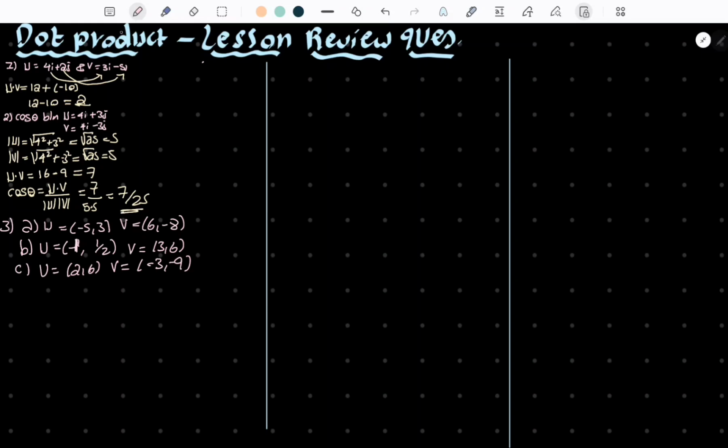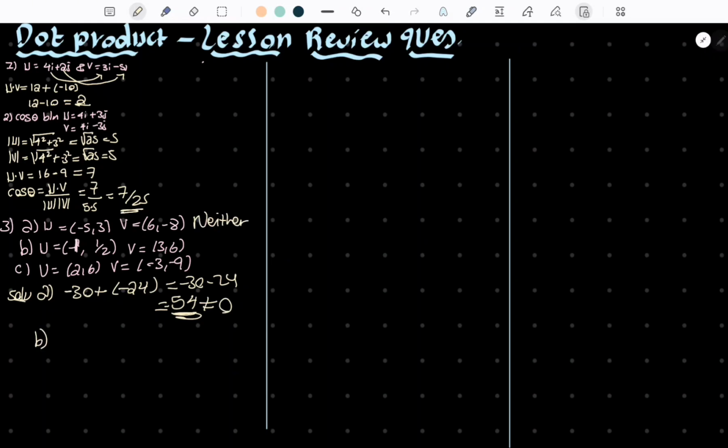So let's do them together. The first thing that we need to do is multiply the respective components. So minus 5 times 6 is going to be minus 30, plus 3 times minus 8 is going to be minus 24, which will be equal to minus 54. This is not equal to 0, so this is neither.